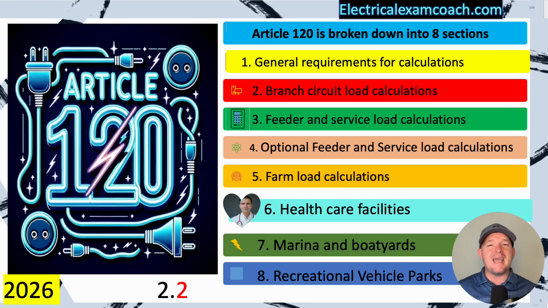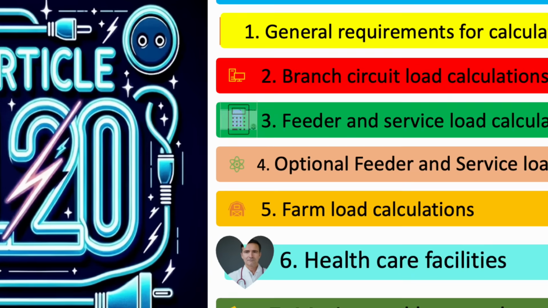Now you may be like me and you hear the word optional and you think either/or, but that's not the case. This is actually a second method for doing load calculations, called the optional method. Don't worry about it right now. You're going to be a pro by the end of this series. Then you get into farm loads, healthcare, marine and boatyards, and recreational vehicles, which we will sprinkle throughout the program. But during this session, we're going to be focused on residential, single, multifamily, and two-family dwelling units, as well as commercial load calculations. Let's get to it.